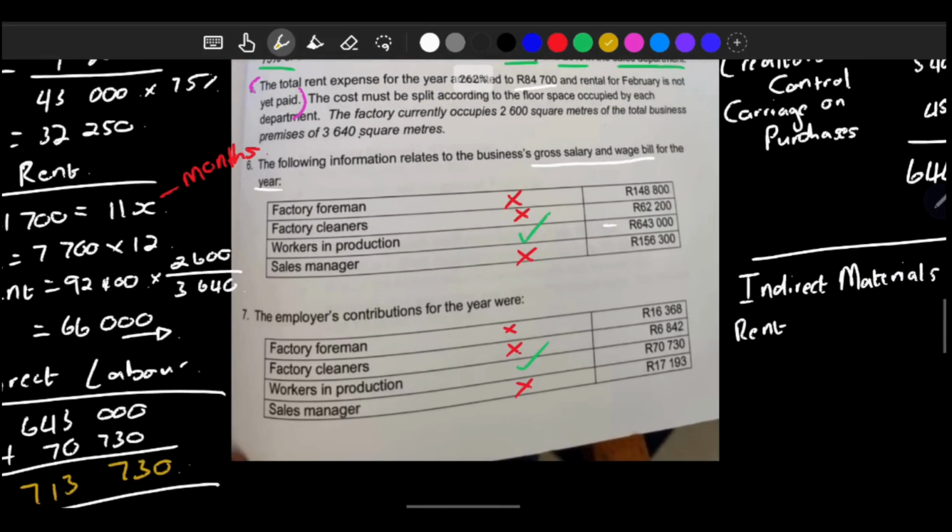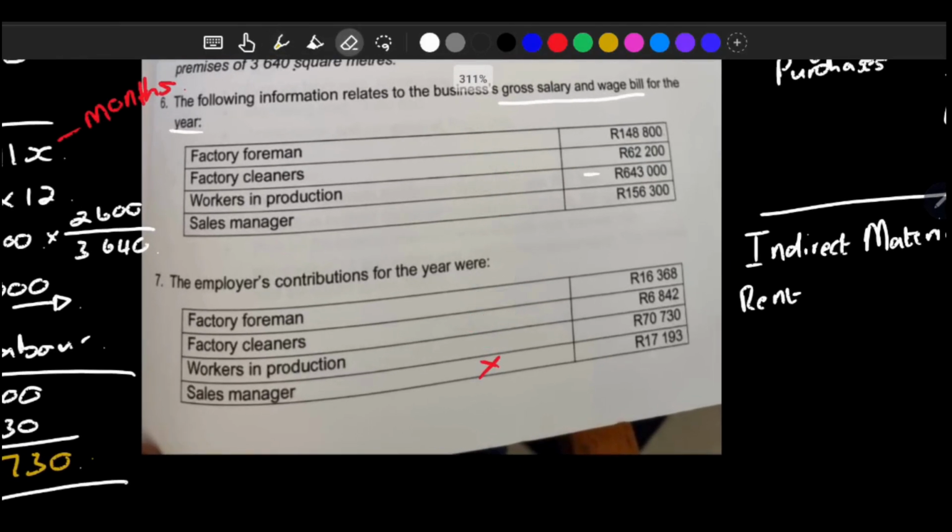Then the next part, remember, there is direct labor, there is indirect labor. Direct labor is carried directly to work in progress, not factory overheads. Indirect labor is taken to factory overheads, then the total of factory overheads is taken to work in progress. So now we're looking for indirect labor. Indirect labor does include the factory foreman, does include the factory cleaners, does not include workers in production or the sales manager. And the same will be done for our contributions, right?